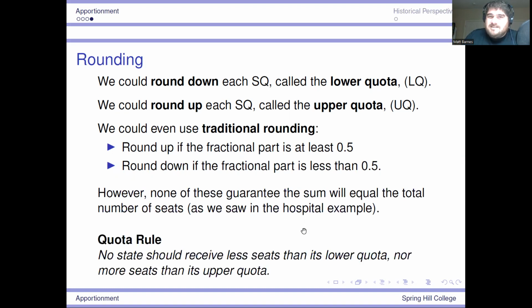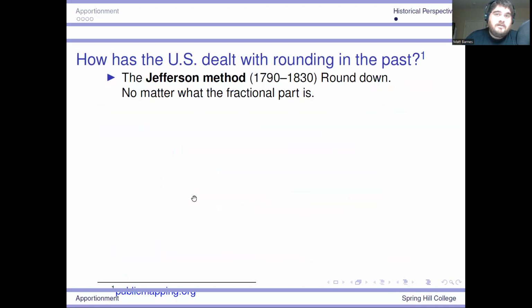But we can get some insight as to what we want to do here, right? And that is, no state should receive fewer seats than its lower quota, and it shouldn't receive more seats than its upper quota. So these are really our two choices that we have here. Do we round down? Do we round up? And how do we do that in a way where we actually hit the number of seats that we want, where the number of seats doesn't fluctuate?